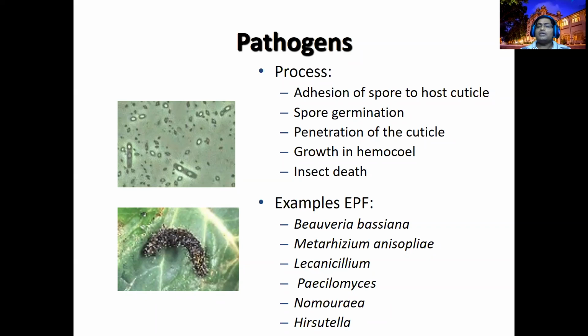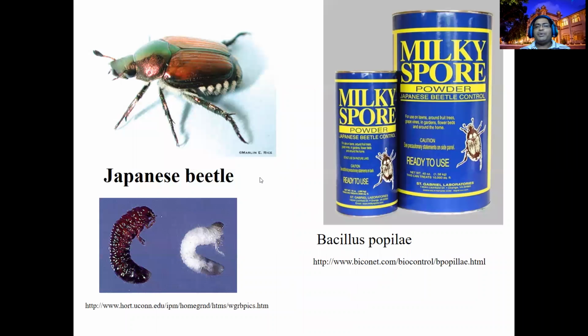You can also mix this with compost and apply it to the crops. Whatever grubs are inside the soil, these fungi can attack and kill them. Japanese beetles are controlled by using granulosis virus, right? This is a commercial product, milky spore. The granulosis virus is used to control the Japanese beetle.